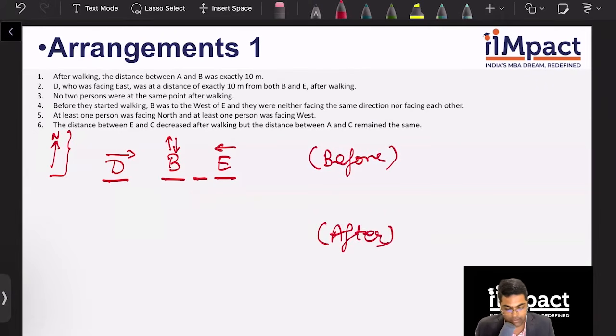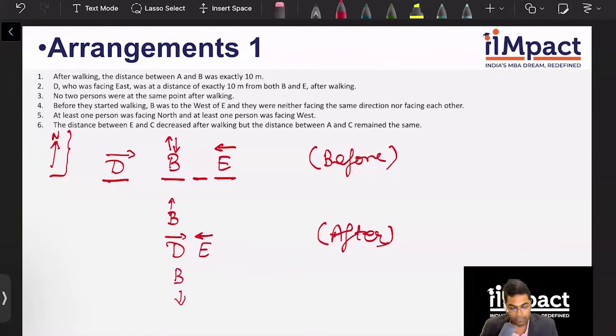I know that D occupied B's position while walking east. E occupied this person's position while walking west. B either went up or B went south. We don't know this right now.